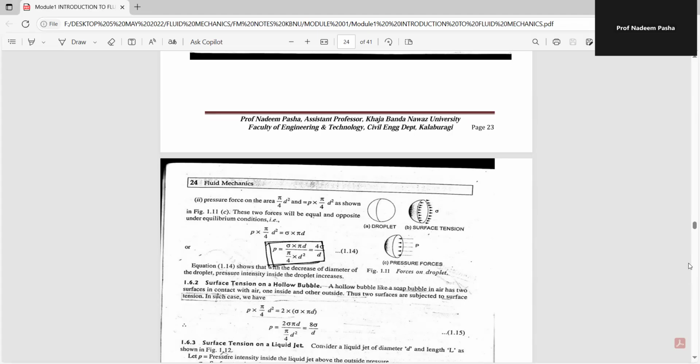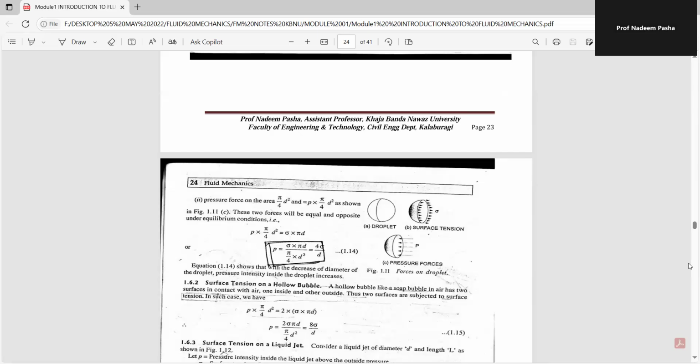That is, P into pi by 4 d square is equal to sigma into pi into d, or P is equal to sigma into pi d divided by pi into d square by 4. If you cancel the terms, it comes out to be P equal to 4 sigma by d. So this equation, equation 1.4, shows that with the decrease of diameter of the droplet, pressure intensity inside the droplet increases. So this is how we analyze things with the help of this equation, that is P is equal to 4 sigma by D.